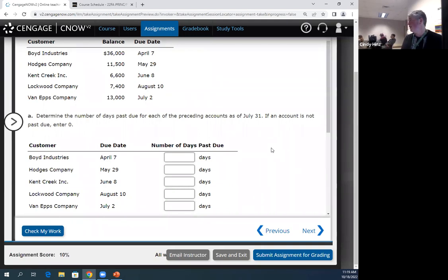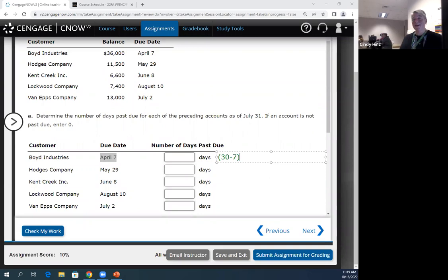But then you should try to learn how many days there are in each month. So we are looking at this aging as of July 31st. Boyd Industries had a bill that was due on April 7th. So we want to know, as of July 31st, how many days past due is that bill? In order to do that calculation, we need to know how many days are there in April. Well, there are 30 days in April.